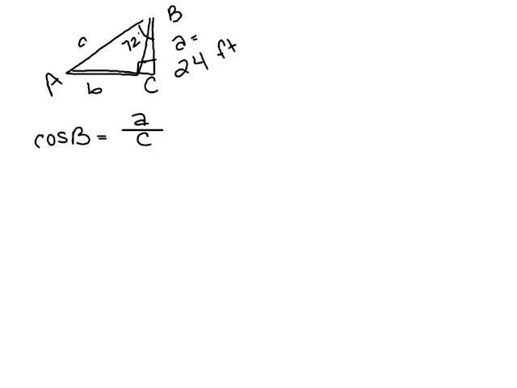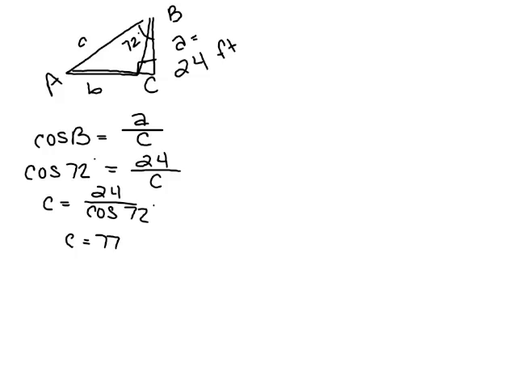So then plug in what we know. B is a 72 degree angle. My side length a is 24 feet over the hypotenuse. Switch those spots. c equals 24 over cosine of 72 degrees. 24 divided by 72 cosine equals, c equals 77.67 feet.